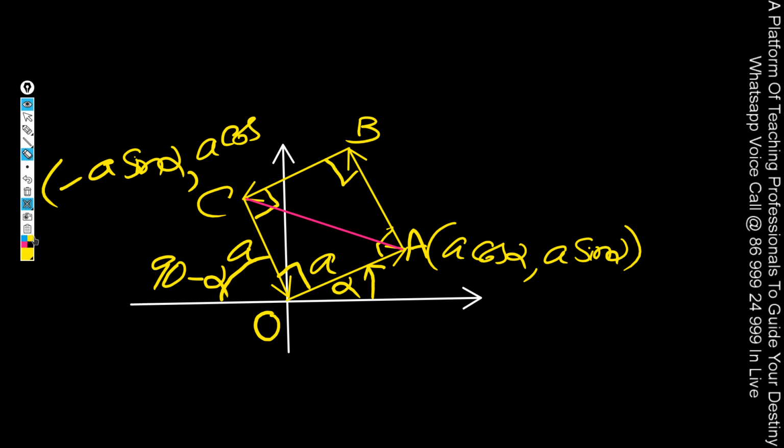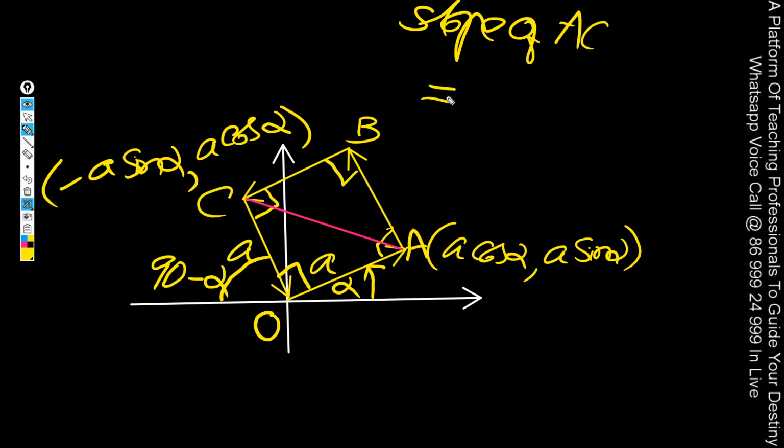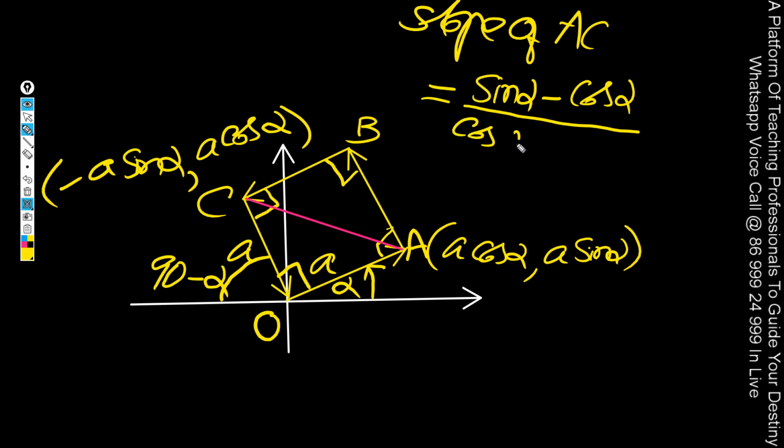Okay. You know the extremities of this diagonal, A and C. Now, I taught you in the previous class how to write the line equation directly using the slope. Slope of AC, please. Anyone? It is A sin alpha minus A cos alpha, that is sin alpha minus cos alpha, divided by A cos alpha plus A sin alpha. A gets cancelled, of course. Cos alpha plus sin alpha.